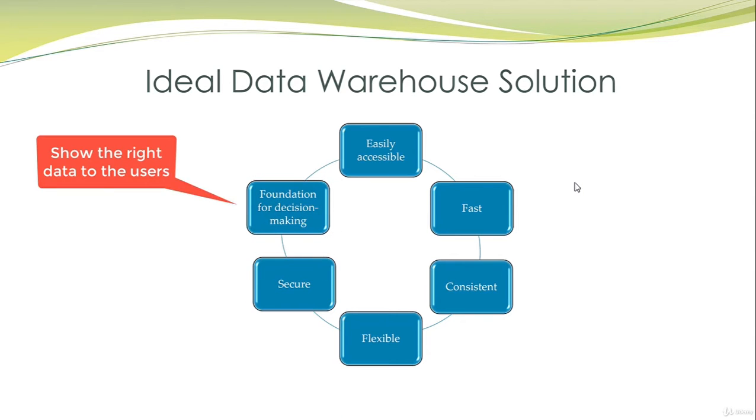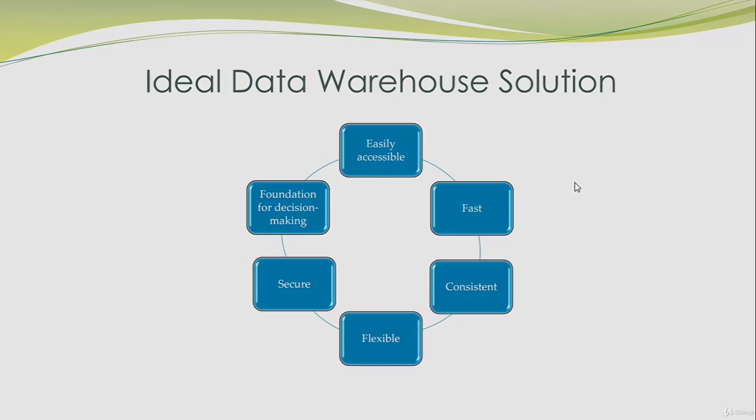And the last condition, but actually the core value of a BI system, is to be the foundation for decision making. We need to show the right data to the users, and based on what they see, they are going to make business decisions. This is the most important purpose of a data warehouse, to enable people to come to conclusions and decide how to move forward with the business based on analytic evidence shown.